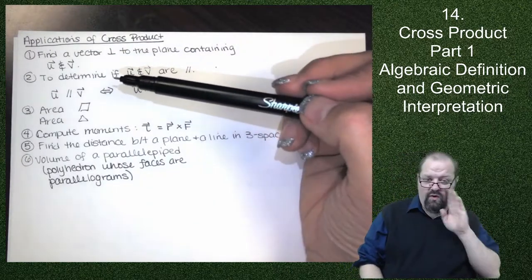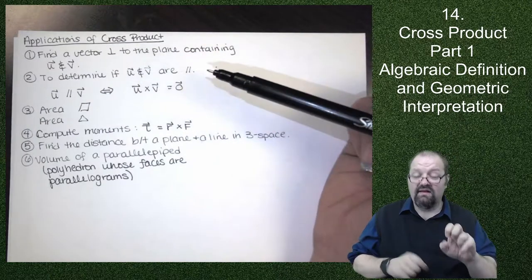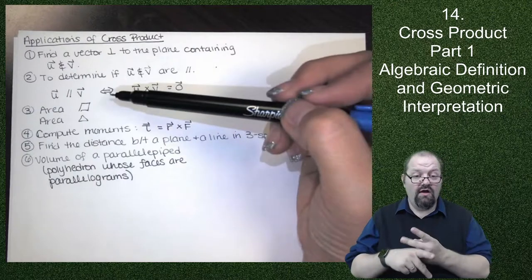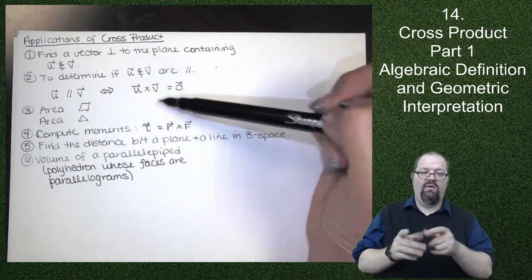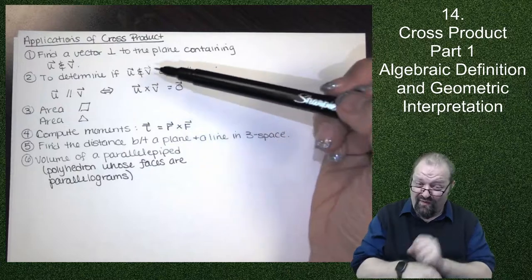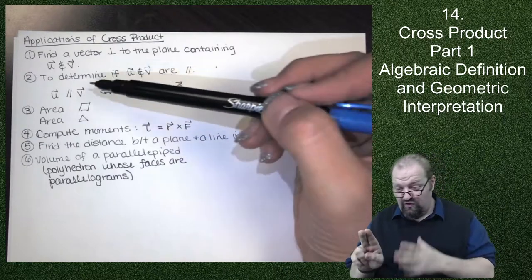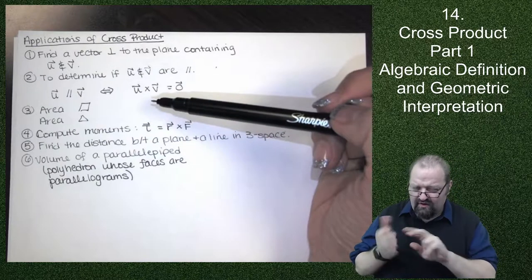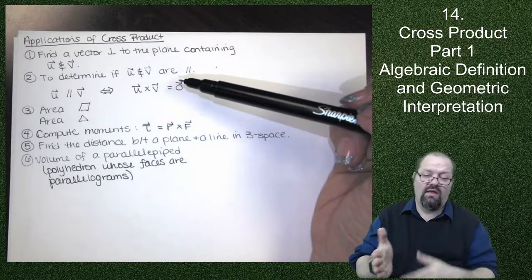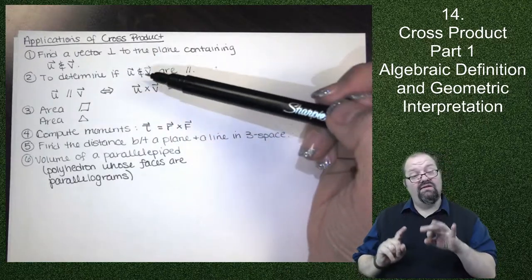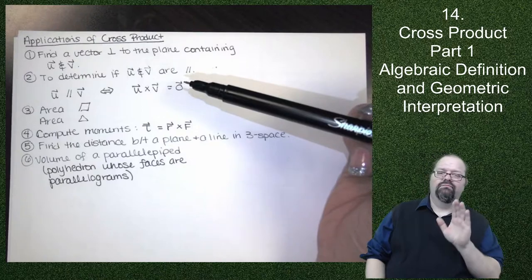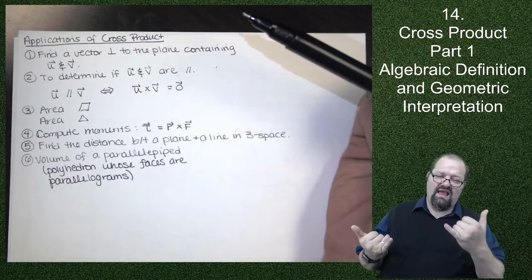I can also use the cross product to determine if two vectors are parallel to each other. If the cross product of the vectors is the zero vector, they're parallel. Now, that's a lot of work. If I looked at u and v and I saw that they were constant multiples of each other, I'd also know that they were parallel. So I probably wouldn't do this necessarily. But if I were doing this for some other reason and I happened to get zero, I could immediately say, ah, yes, that's insightful. Now I know those two vectors are parallel.